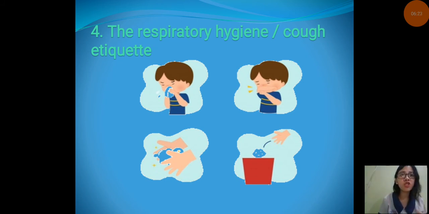You can also use tissues to contain respiratory secretions and discard them in the nearest waste receptacle after use, or by performing hand hygiene immediately after contact with respiratory secretions and contaminated objects or materials. So follow the four pictures on the screen. That is the basic cough etiquette or the respiratory hygiene.